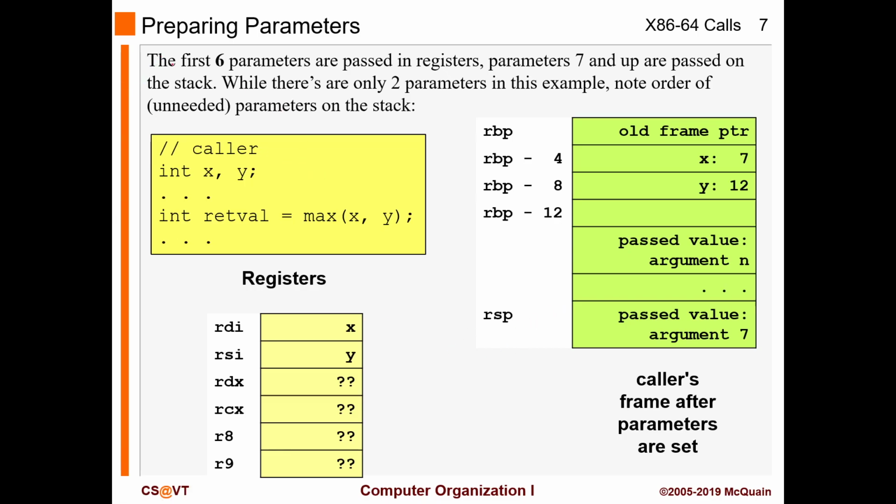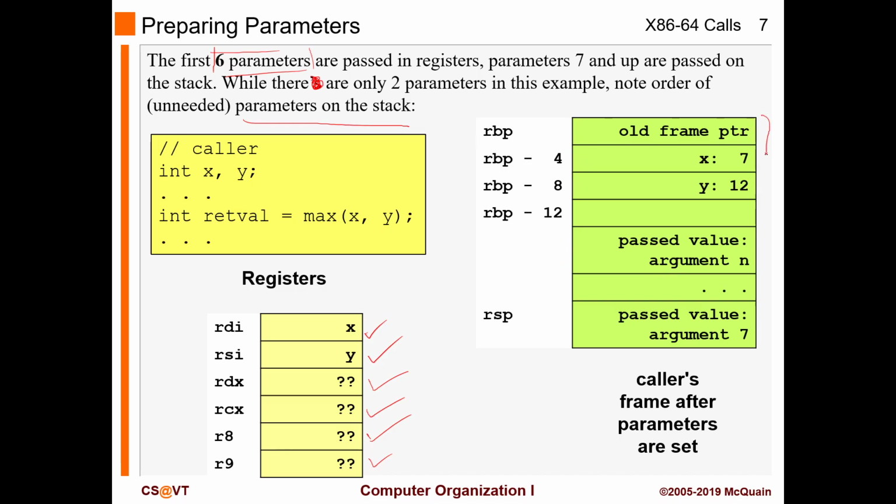The first thing is, the first six parameters are passed in the registers. Parameters 7 and up are passed on the stack. While there are only two parameters in this example, note the order of the parameters on the stack. Because the first six parameters are stored in registers, the first one is going to be in RDI, then RSI. The next one, if there were any, would be sent via RDX, then RCX. The next two are going to be sent as R8 and R9, okay? And if there are even more parameters, they are going to be passed on the stack.